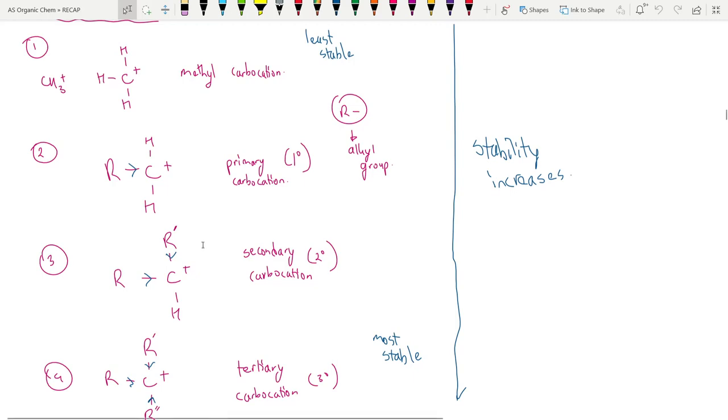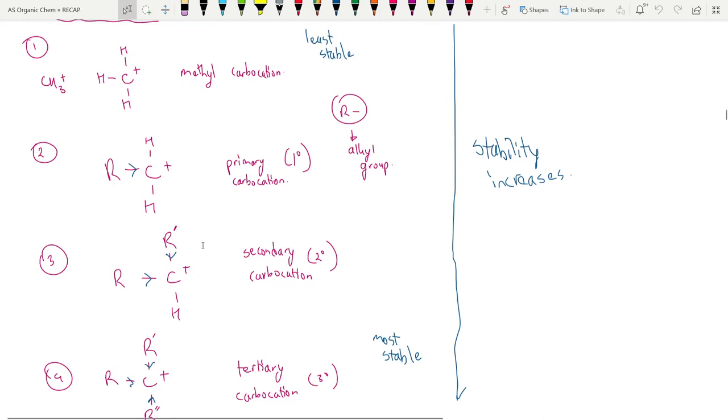So think about it. A carbocation is positive in nature. It wants to react with something that is negative, right? So if other groups donate electrons towards it, the intensity of the positive charge on the carbocation will actually decrease, making it a weaker electrophile, right?